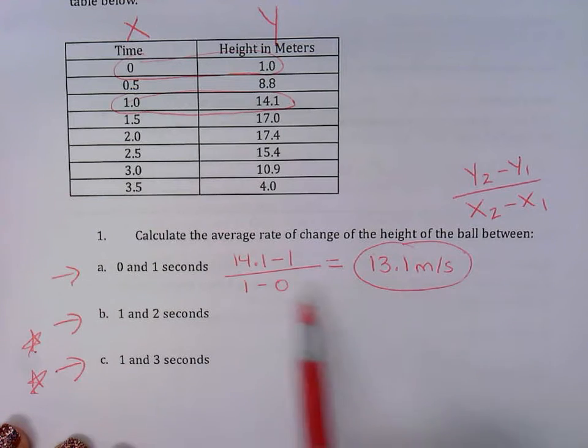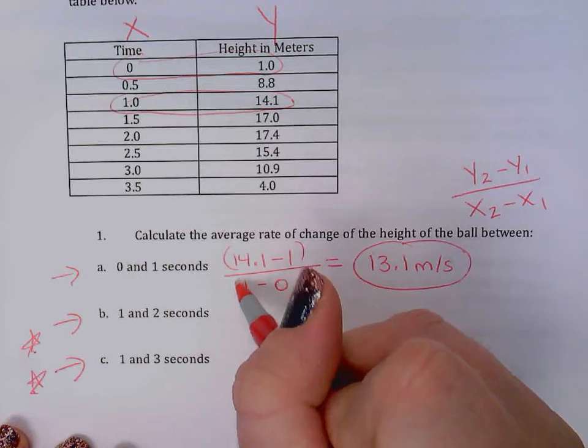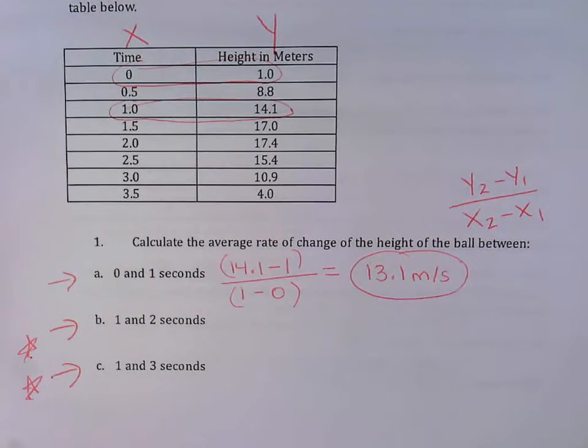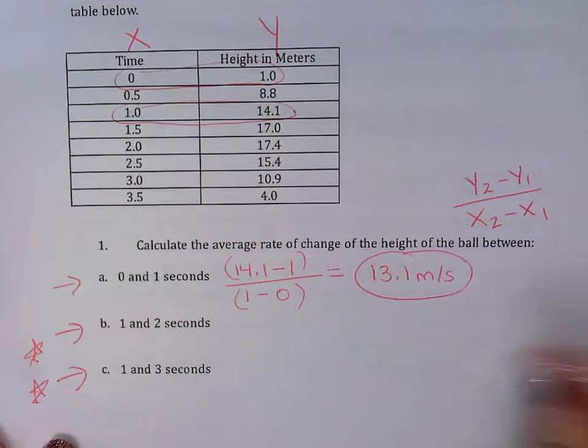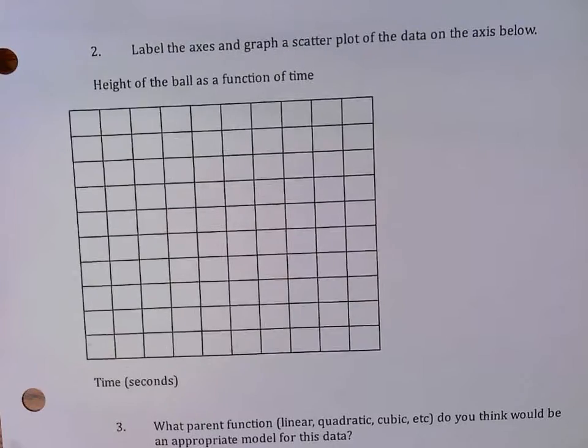Make sure when you divide, you're putting parentheses around the numerator and denominator if you are using the calculator. So I'd like you to finish 1, B, and C. You can pause the video and try that before moving on. Then we're going to do a scatter plot of the data.